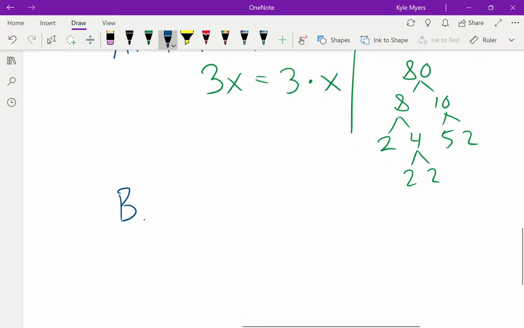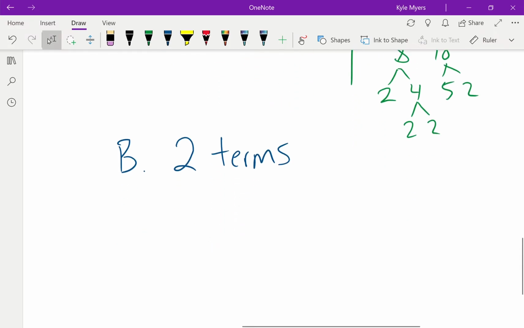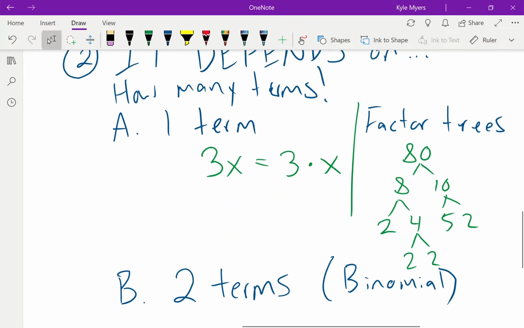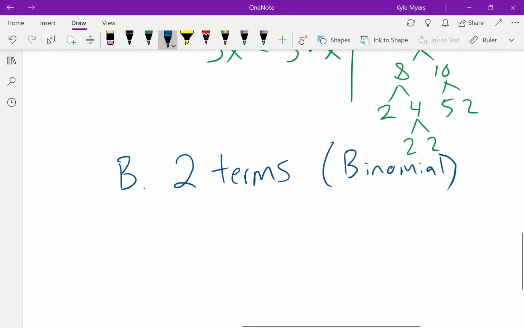All right, so now let's ramp it up a little bit. And you'll notice that as we have more terms, it becomes more complicated. That's kind of how it works. 2 terms. So if I have 2 terms, what does that look like? Oh, by the way, binomial. 1 term, aka monomial.